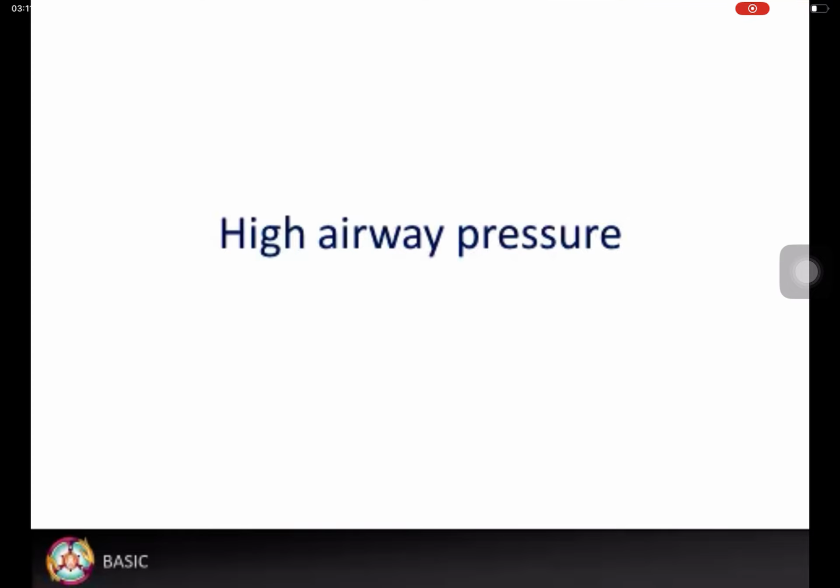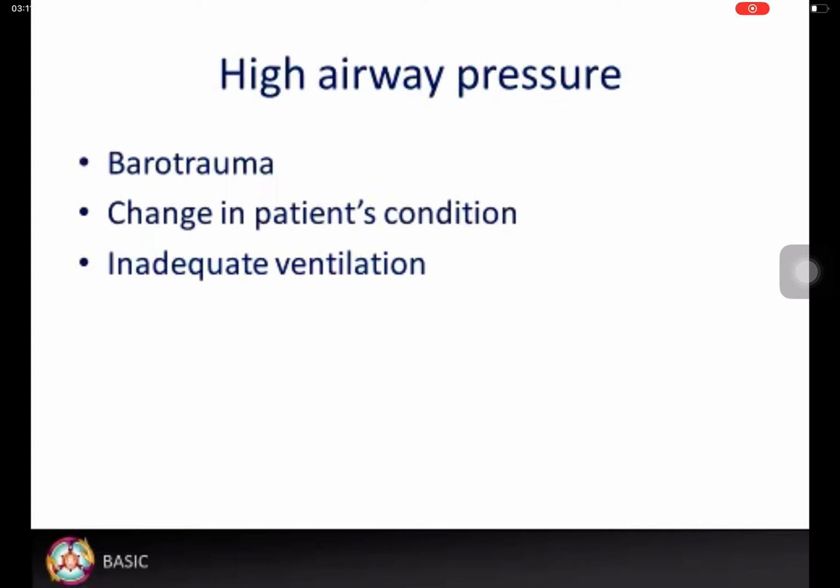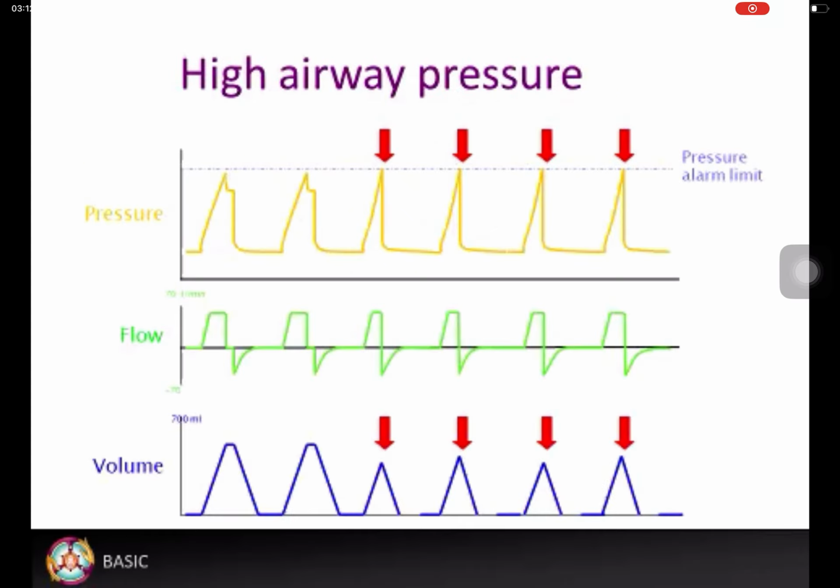High airway pressure is an important problem because of the risk of barotrauma, because the development of high airway pressure indicates a deterioration of the patient's condition, and because it may lead to inadequate ventilation. With most ventilators, the ventilator inspiration is terminated if the airway pressure reaches the set upper pressure limit. As this usually occurs relatively early in inspiration, this results in the patient receiving a much lower tidal volume. This is illustrated on this slide.